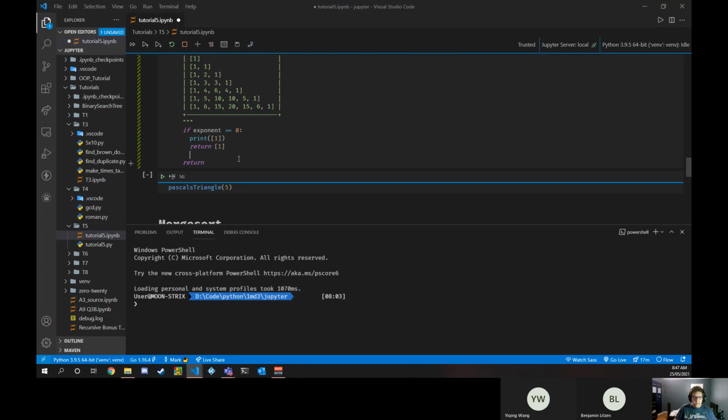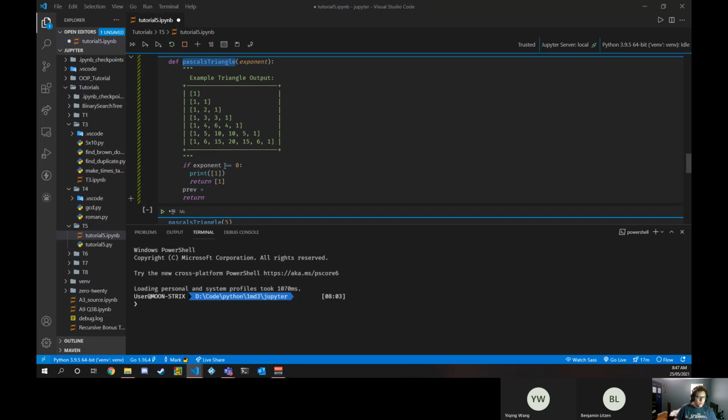The else case is a bit cooler because there's a bit of pre-calculation. First, I need the previous line. In order to get the sum 6, I need to know that the previous line contained 3 and 3. I have to do 3 plus 3 in order to make 6. So I know that I need the previous line, and the previous line is going to be the recursion of Pascal's triangle, where you pass in exponent minus 1.